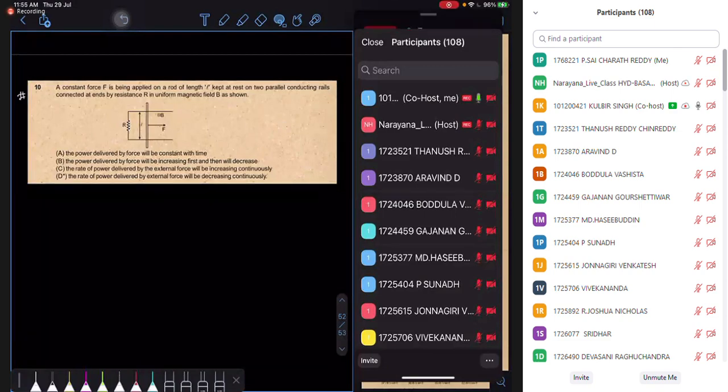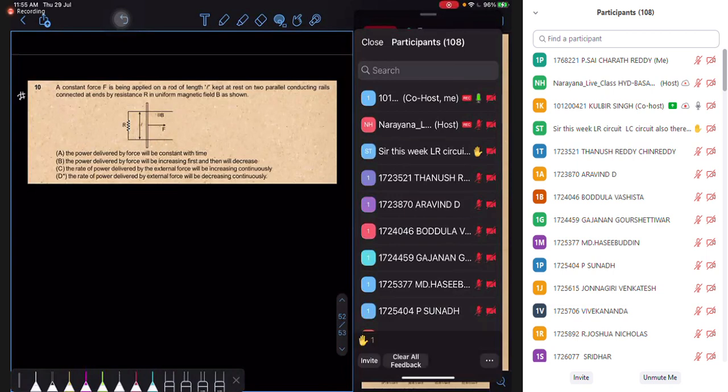So this question is almost similar to one here. It's going to try to connect mechanics and your EMI effects.